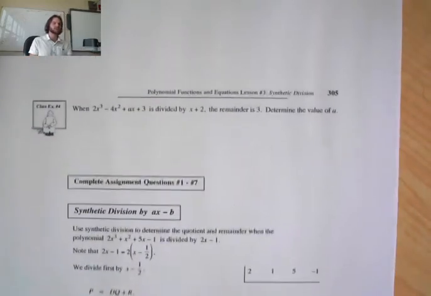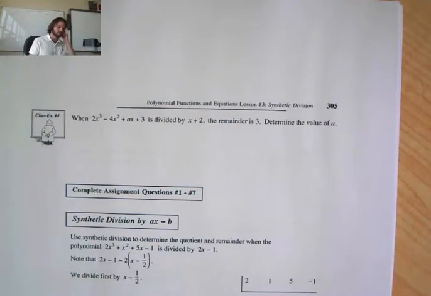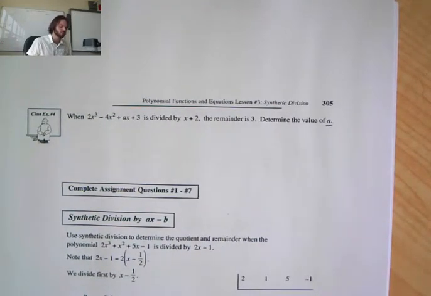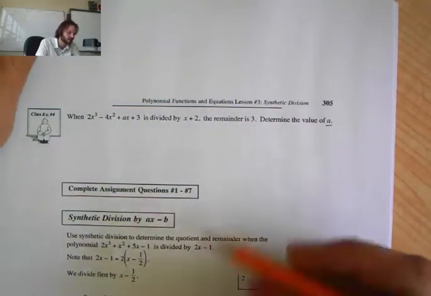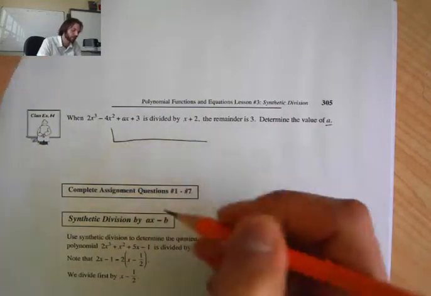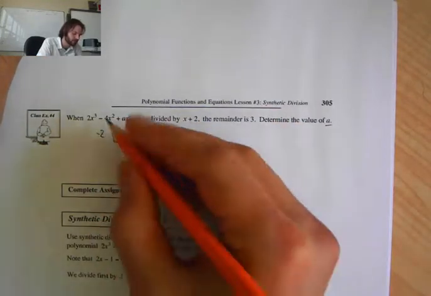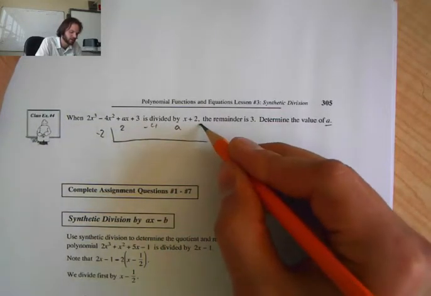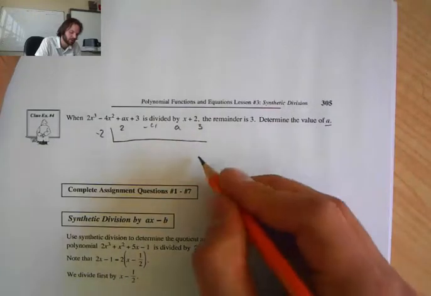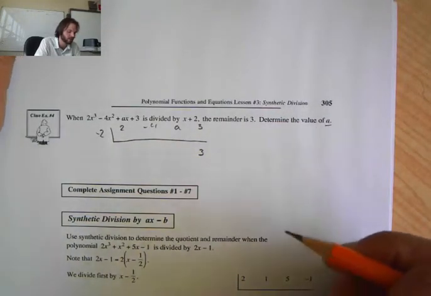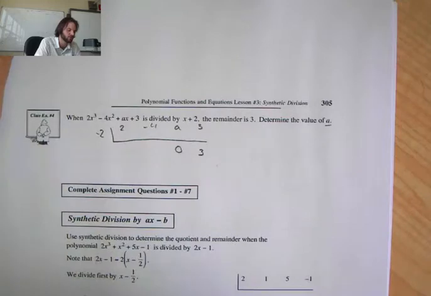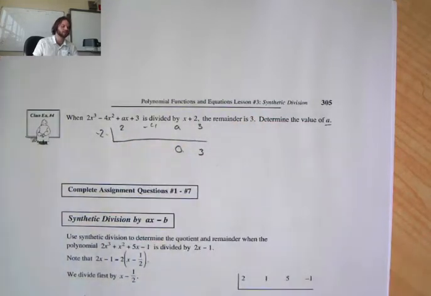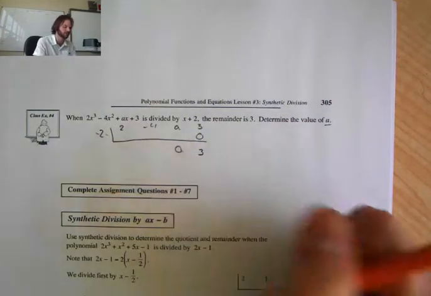Now let's take a look at class example number 4. So here we want to determine the value of a. All right? So we know the remainder and everything. So let's set this up. I have -2, we have 2, -4, I have a, and then here I'm going to have 3. And my remainder is 3. Okay? So if I look at that, this must be 0. Because -2 times 0 is going to be 0, and because we're adding, it's got to be 3. So that must be 0, so we have 0 there.